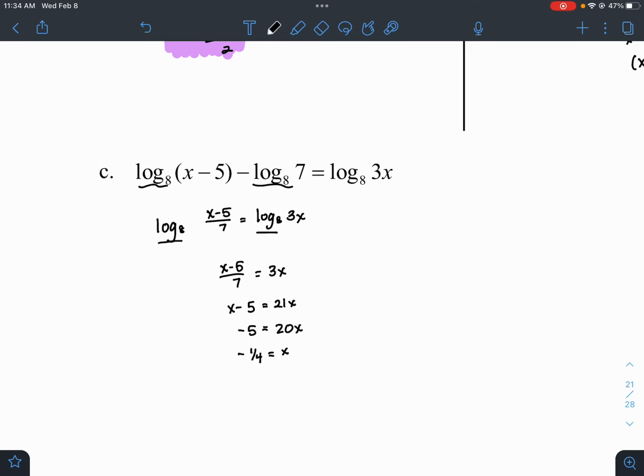All right, so for this one, I'm going to pause because we get a negative answer. And anytime you get a negative answer, you do want to check that. So if I plug in a negative 1/4 here and here, I'm going to get a non-real answer. So this here is actually no solution. Because if you remember, the domain for a log function has to be greater than 0. And if I take negative 1/4 minus 5, that's negative 5 1/4. And over here, that would give me a negative 3/4.